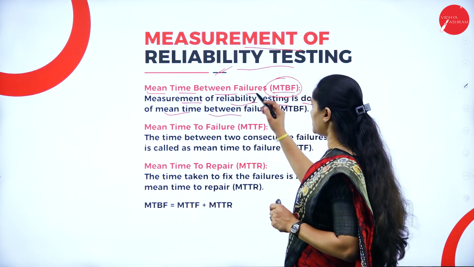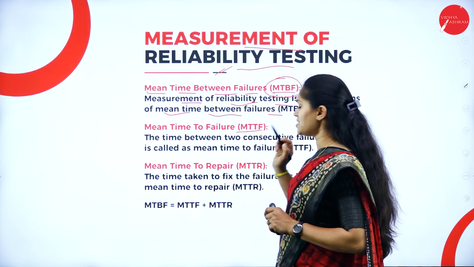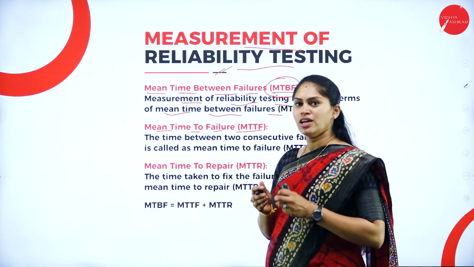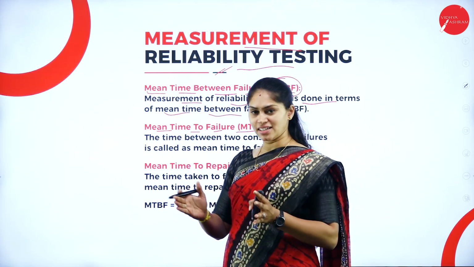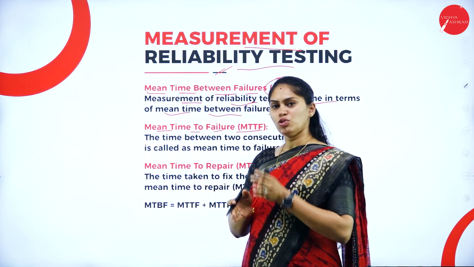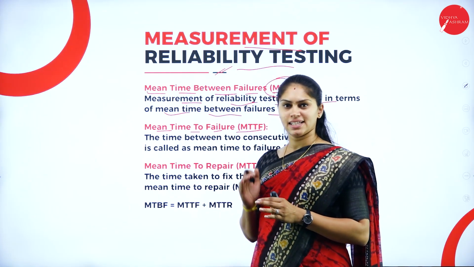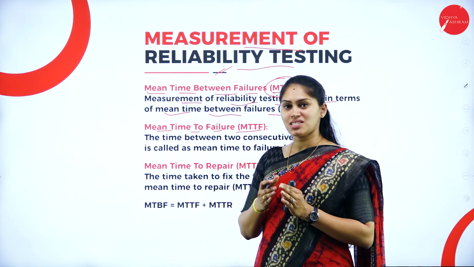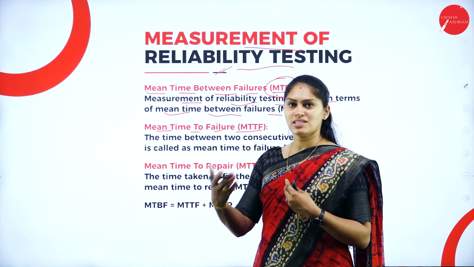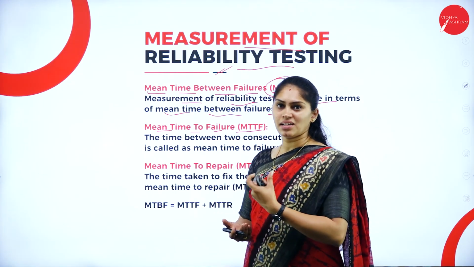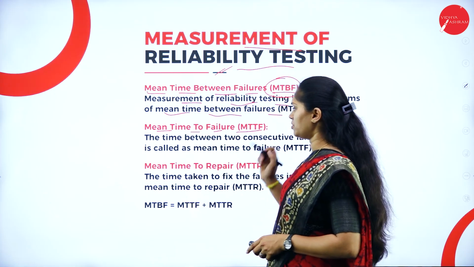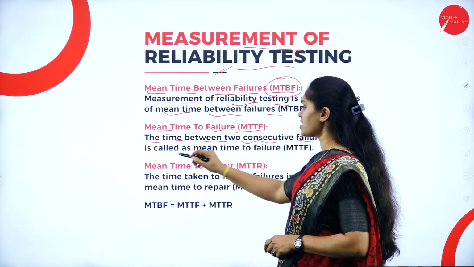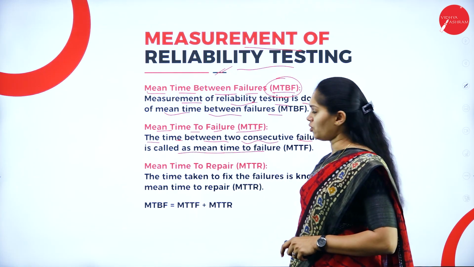In order to find this MTBF, we can have MTTF. What does it mean? Mean time to failure. For example, if I have 10 transactions, out of that 2 transactions failed and the other 8 passed. What is the time interval it takes to have the 2 consecutive failures? Then the time interval is considered as mean time to failure. So here the time between the 2 consecutive failures is considered as mean time to failure.